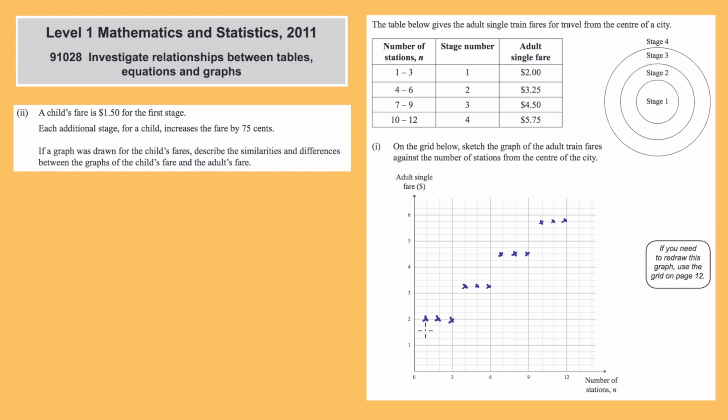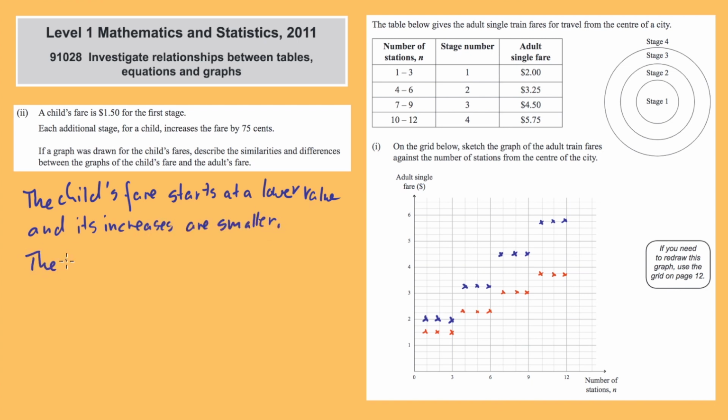In the second question, we need to start by putting in the data for the child's fare. I would suggest doing this in a different color so the comparison is easier later on. Once we have both graphs, we need to compare the features. It's certainly worth considering the starting values and the increases. The child's fare starts at a lower value, and the increases are smaller. The increases of both fares are constant.